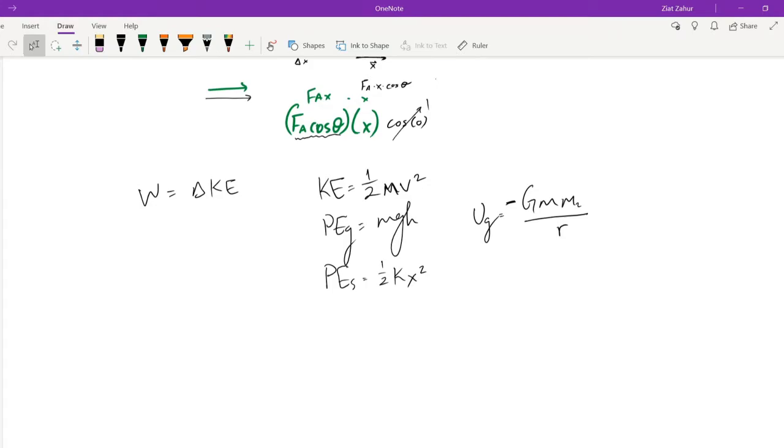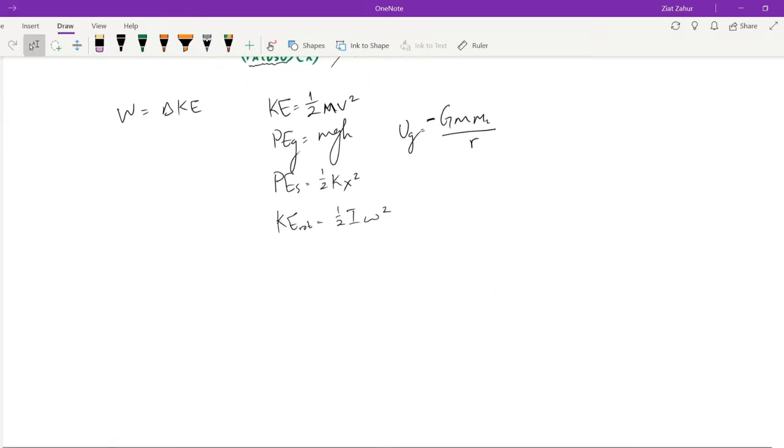Any other energies? Yeah, of course we have many other energies, especially with electrical potential, and we also have rotational kinetic energy, 1/2 I omega squared. All right, this is too simple. Let's move on. What is new?